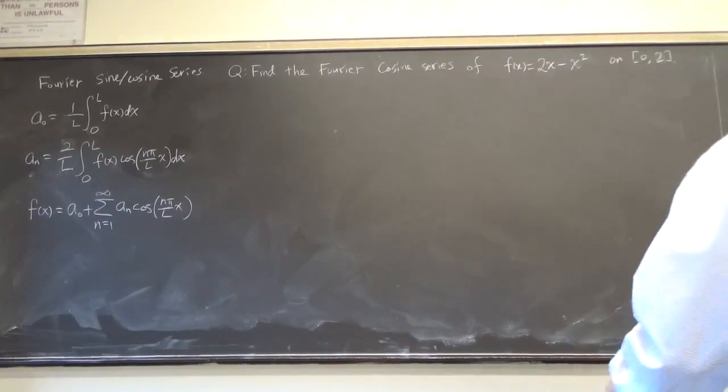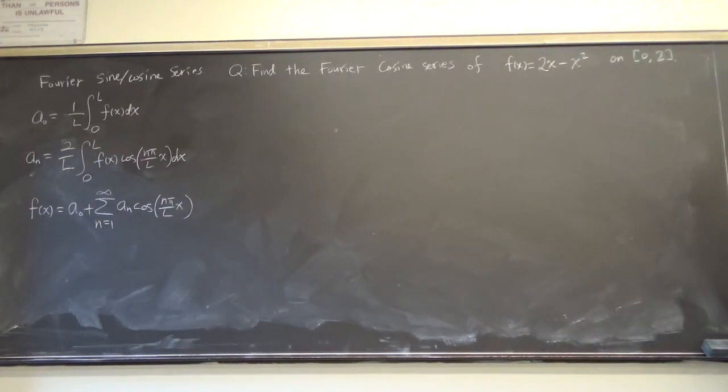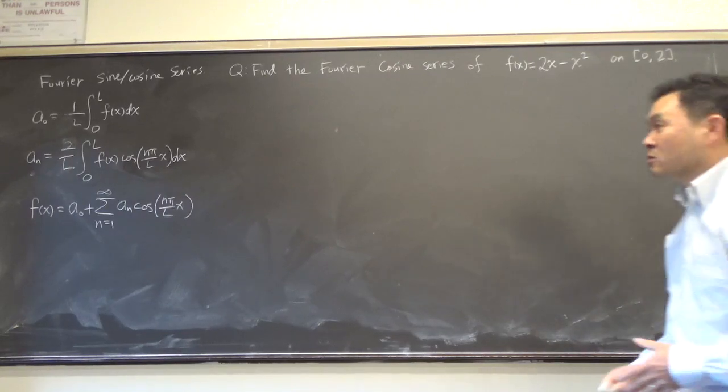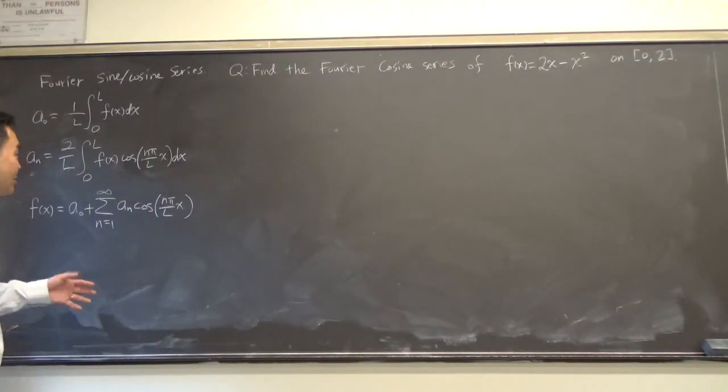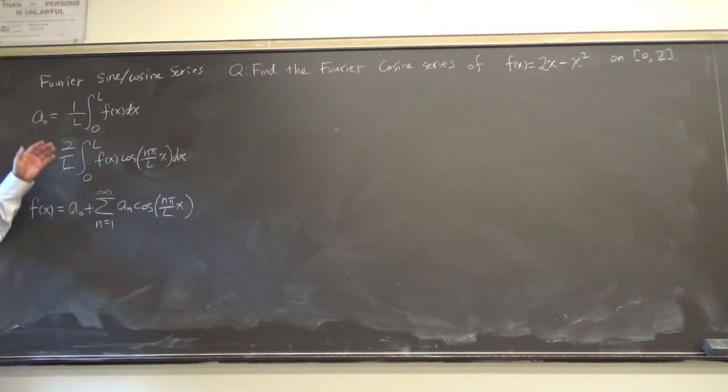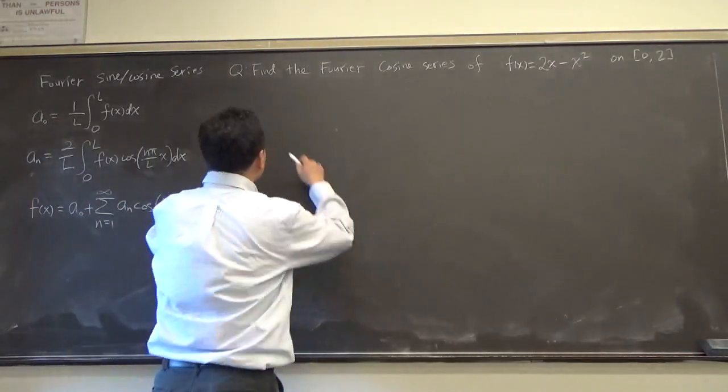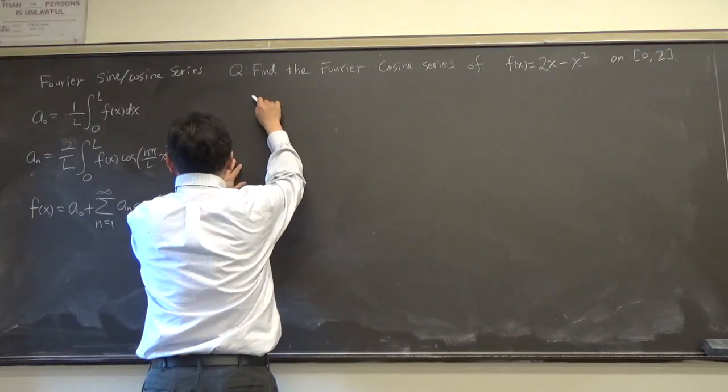Okay, so let's say we want to calculate the Fourier cosine series for this function. How do you do it? Well, it's very similar to how you do the Fourier series, except that now it's easier because you don't have to do 3 intervals, you just do 2 intervals. Okay. So let's try that.